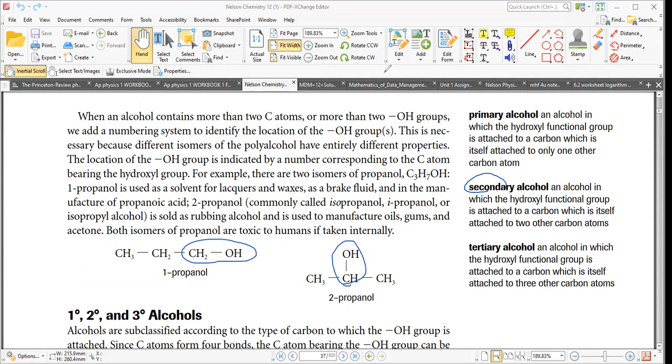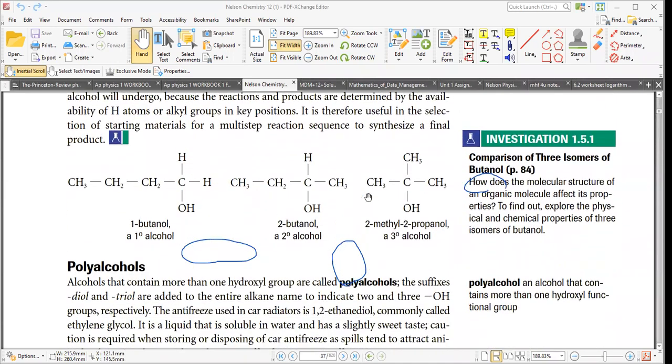Okay? Any question? No. And we have a tertiary as well. Tertiary means it is attached to 3 carbons. Here, the carbon that the OH is attached to is attached to 3 carbons. That's why it's 3rd degree alcohol, or tertiary. We did talk about the second degree alcohol and the 1st degree alcohol.